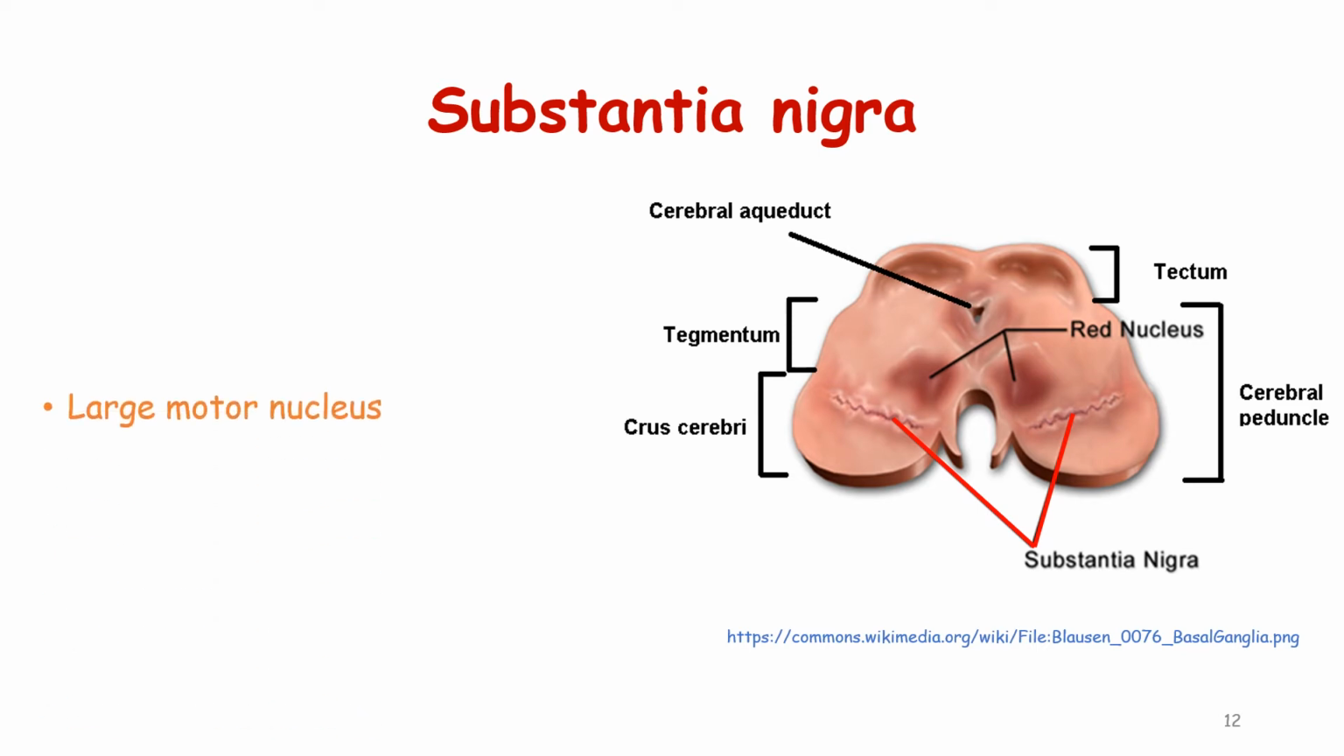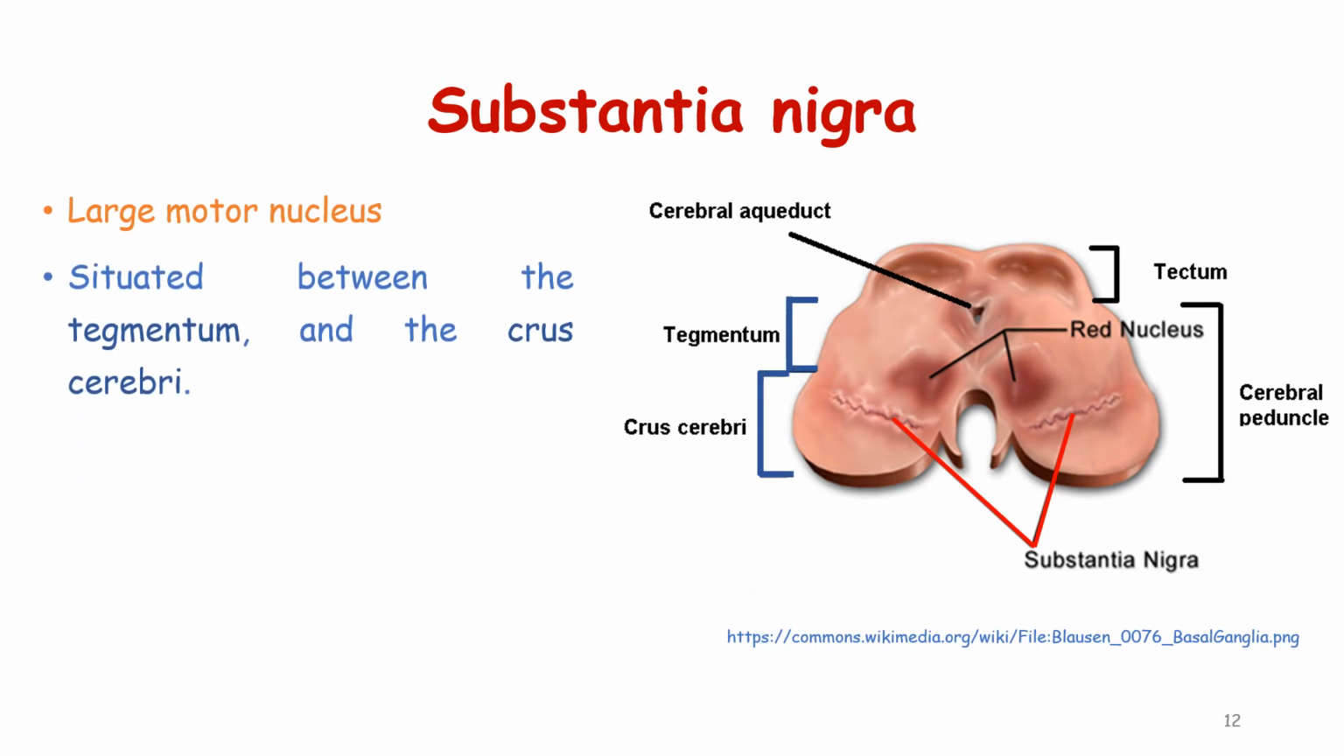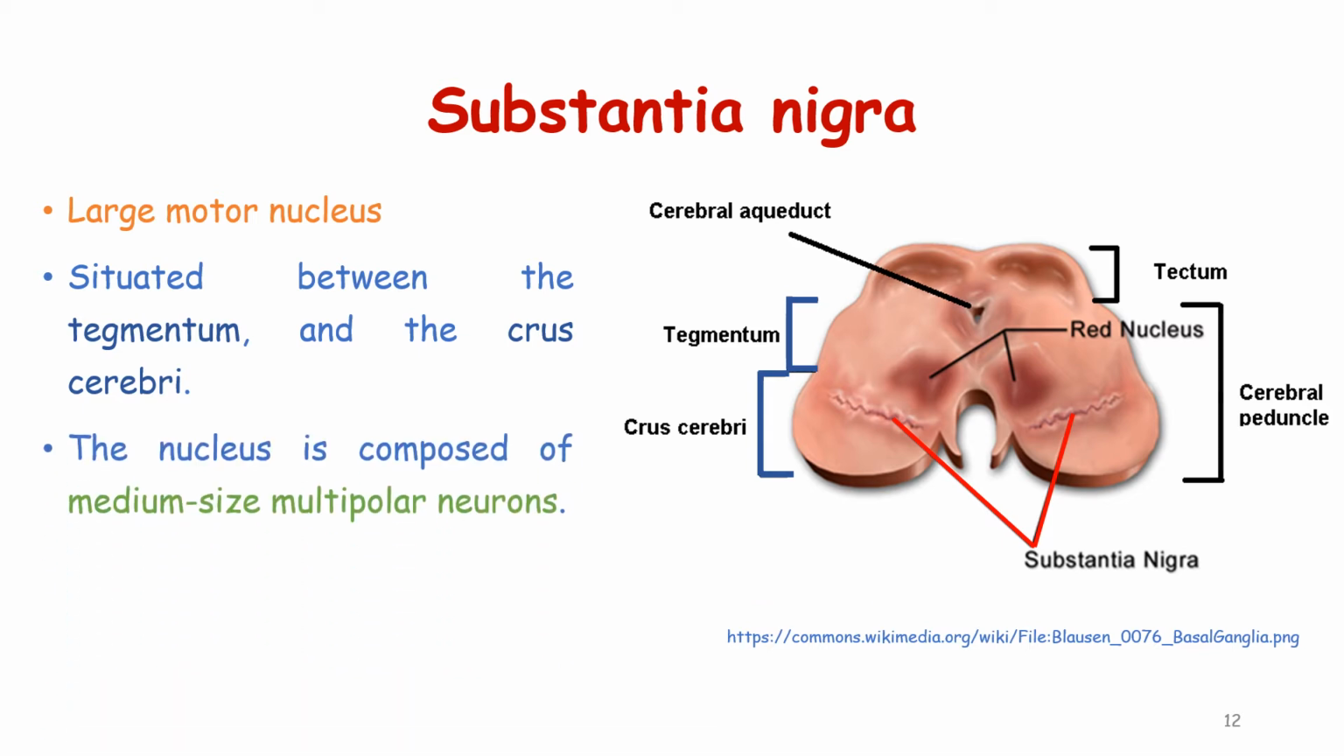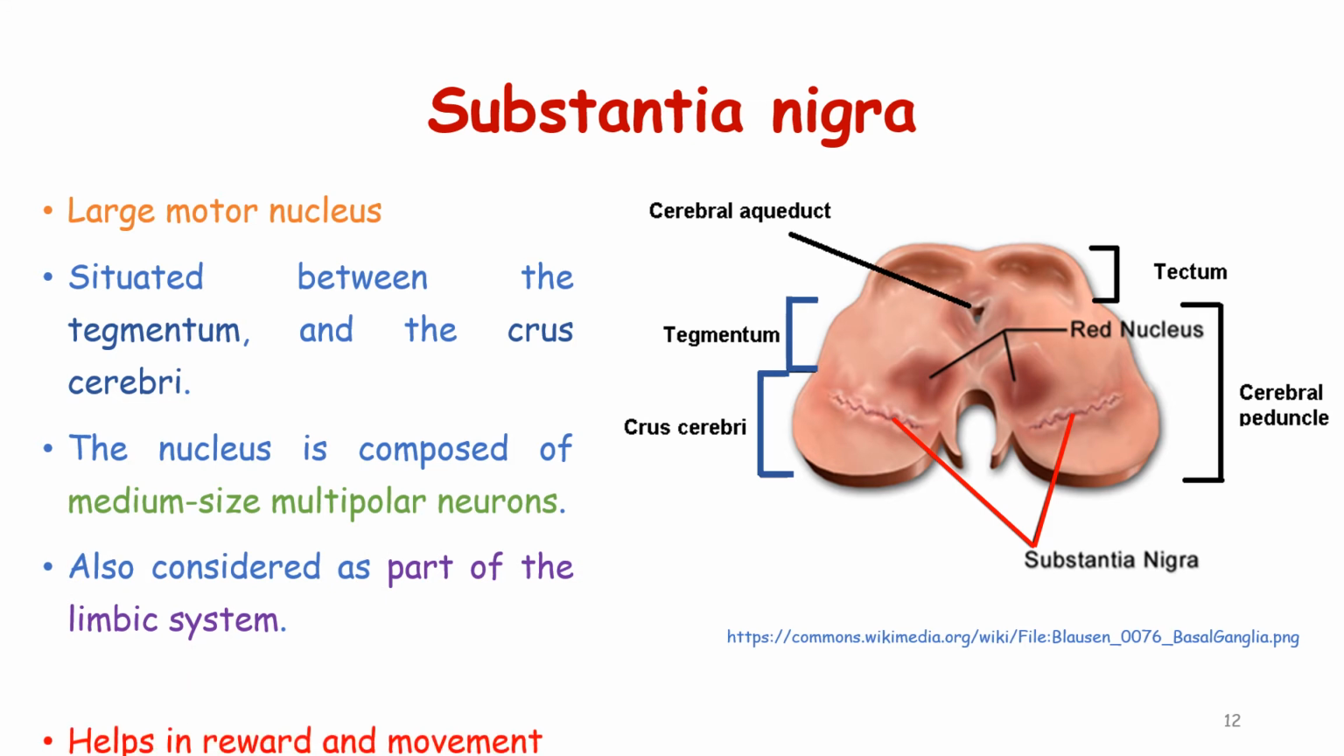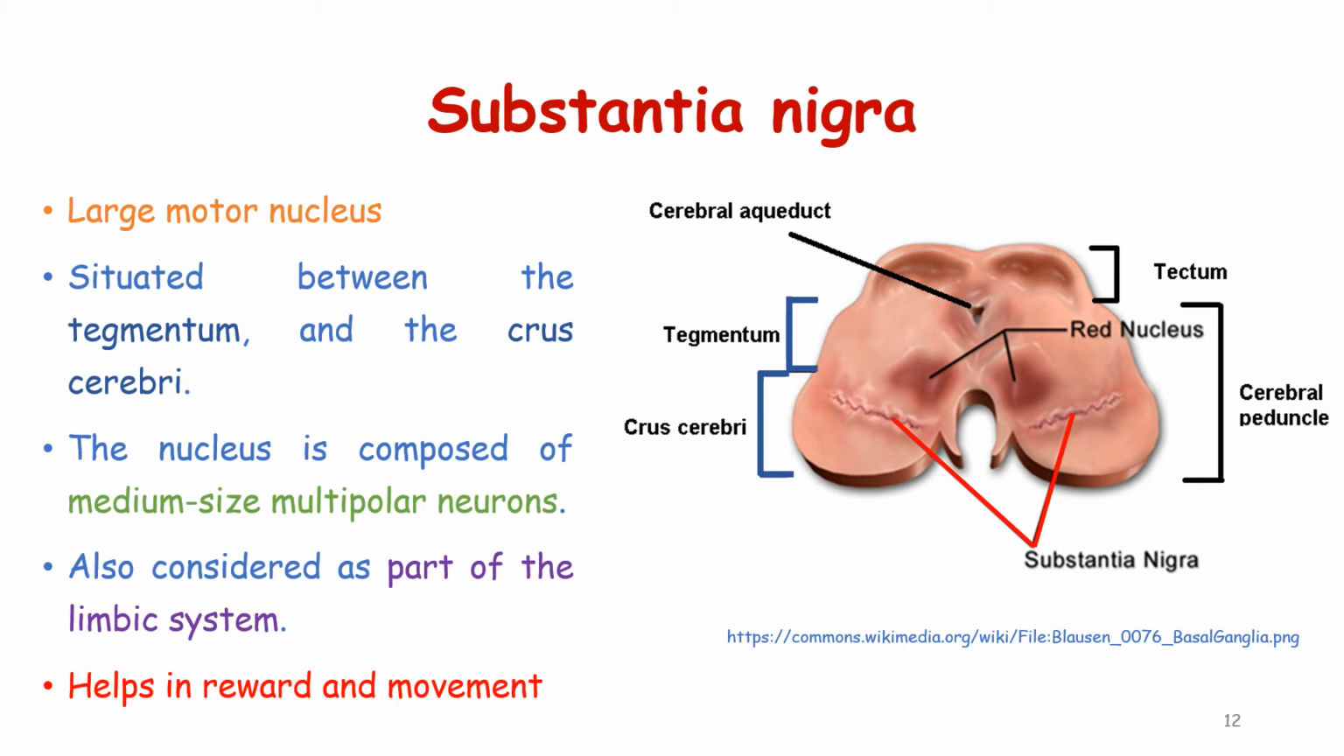The substantia nigra is a large motor nucleus situated between the tegmentum and the crus cerebri and is found throughout the midbrain. The nucleus is composed of medium-sized multipolar neurons that possess inclusion granules of melanin pigment within their cytoplasm. It is also considered part of the limbic system. It helps in reward and movement.